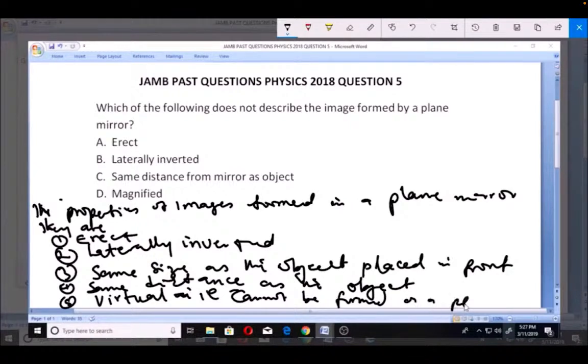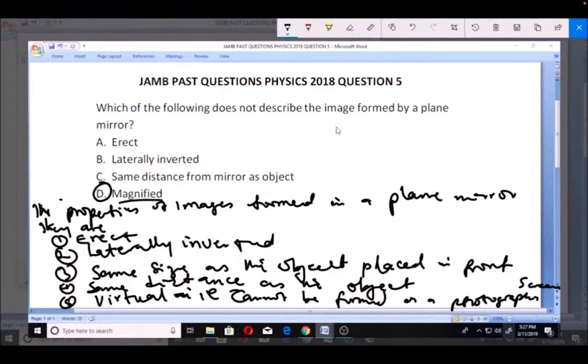On a photographic screen. So all these are characteristics of images formed by a plane mirror. So we can simply see that the option that is not there is D, which is magnified.